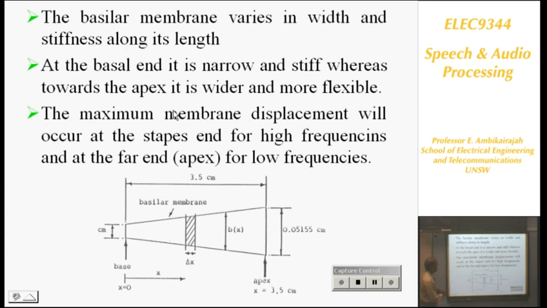It's the same slide. I just want to explain this further to you. The basal end, that's where the signal starts, is narrow and very stiff, whereas the apical end, that's this end, the apex, is sensitive to low frequency. So low frequency will cause vibration here, high frequency will cause vibration here. Okay.